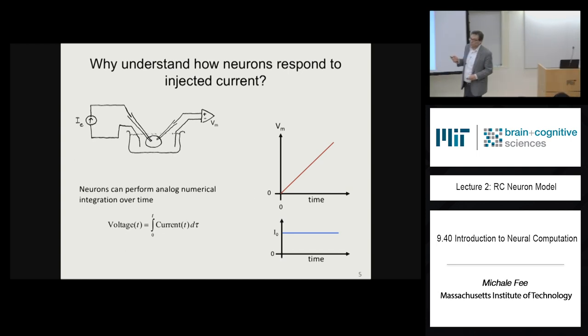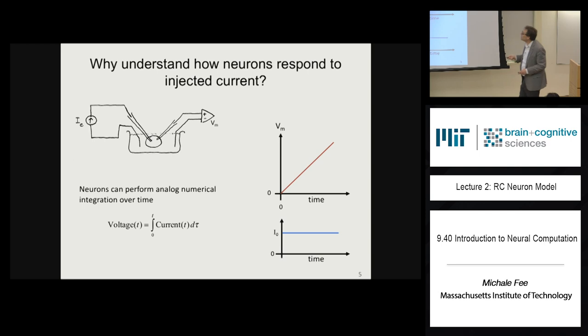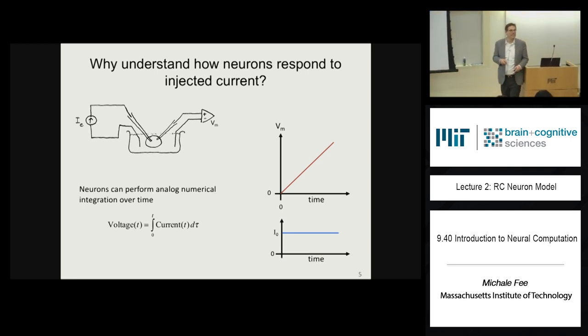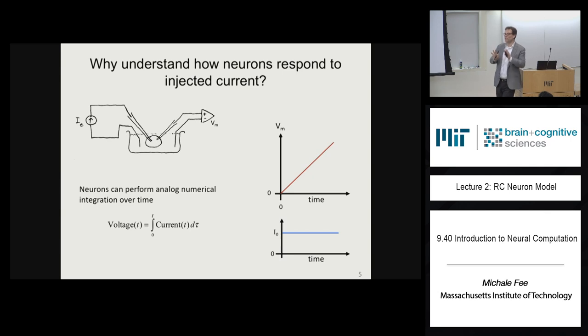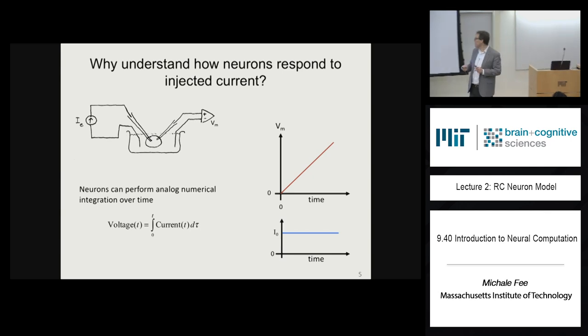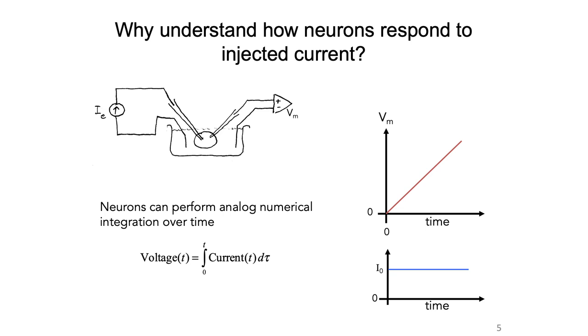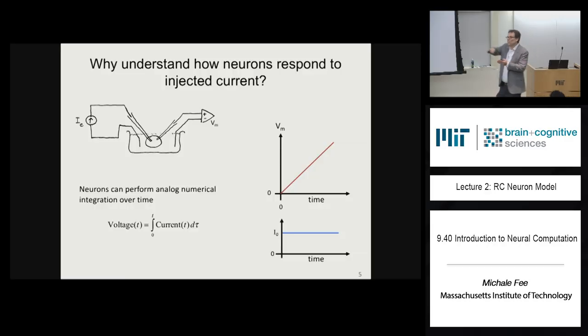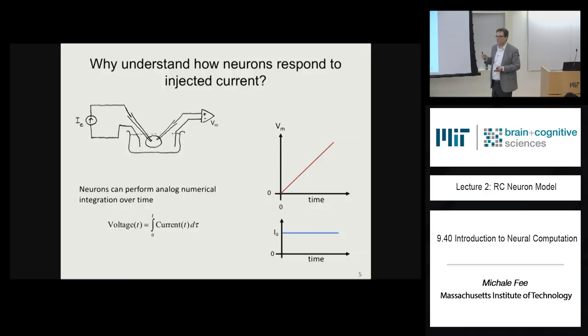Okay, so one of the first things we're going to see when we go through this analysis is that neurons can perform analog integration. They can perform numerical integration over time. Okay, that's pretty cool. Voltage is an integral over time of the injected current, to first order, the simplest behavior of a neuron. So if you measure the voltage of a neuron and you turn the current on, the voltage of a neuron will ramp up, integrating that input over time. Okay? Pretty cool. So we're going to see how that happens, why that happens biophysically.